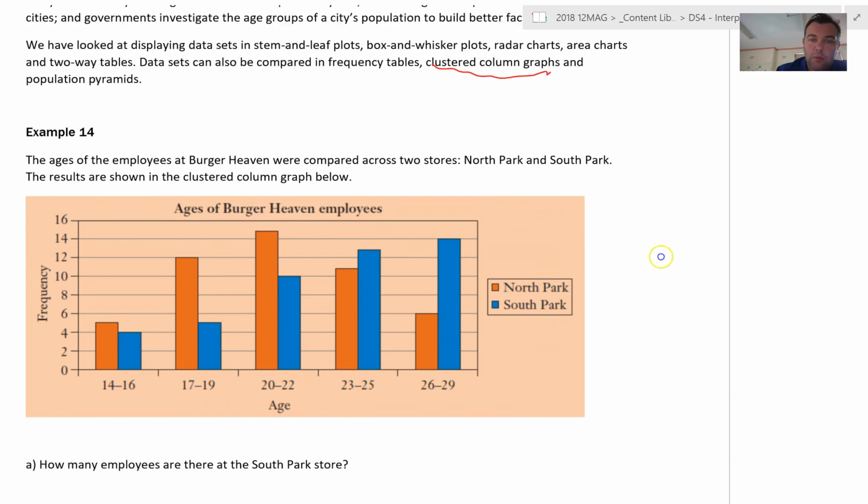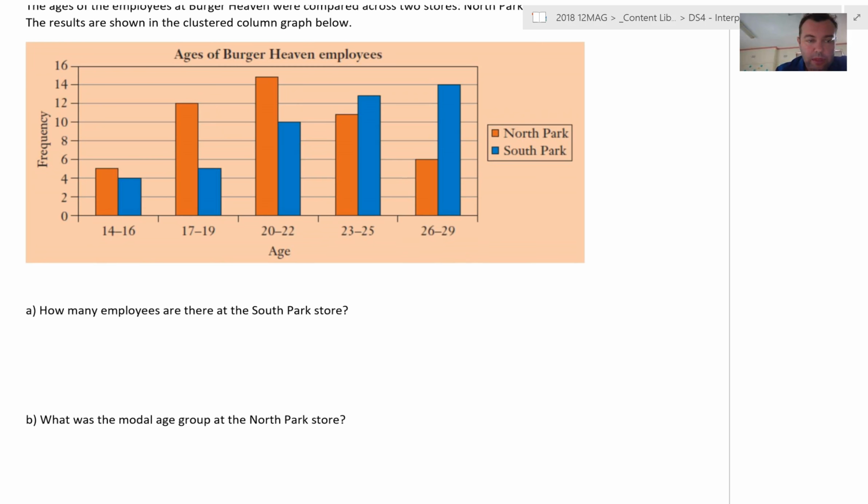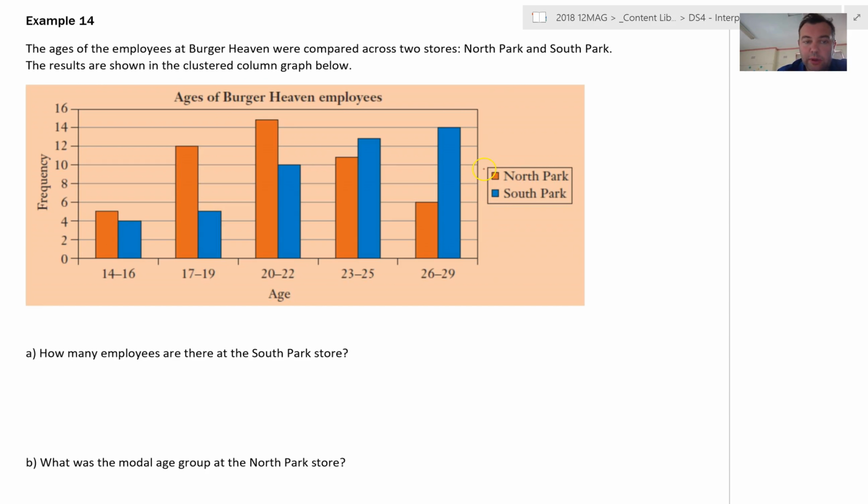So, what we want to have a look at here: how many employees are there at the South Park store? So I'm after the blue ones. If I add up each of these columns here, it's going to be the answer. So it's going to be 4 plus, make sure that we're looking at the right one, 4 plus 5 plus 10, 13, and 14, 27, 37, 46 to me. 46 employees at South Park.